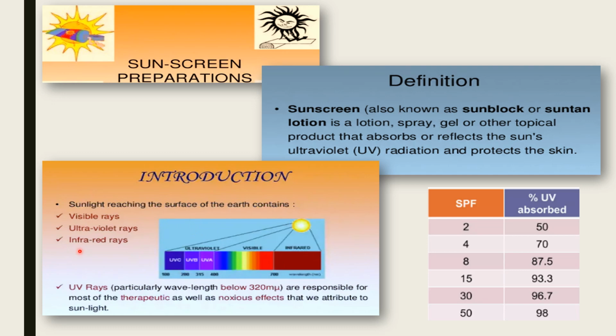contains three kinds of rays: visible rays, ultraviolet rays, and infrared rays. Out of these three, ultraviolet rays have a particular wavelength, around 320 nanometers, and are responsible for most of the therapeutic as well as noxious effects that we attribute to sunlight.